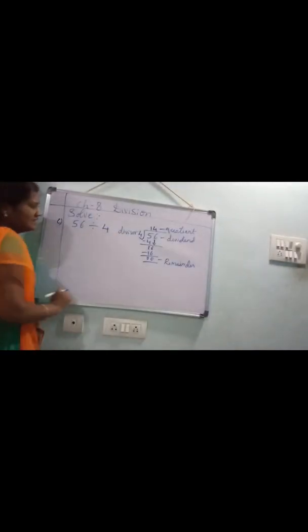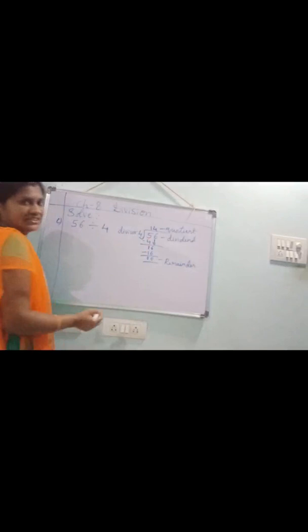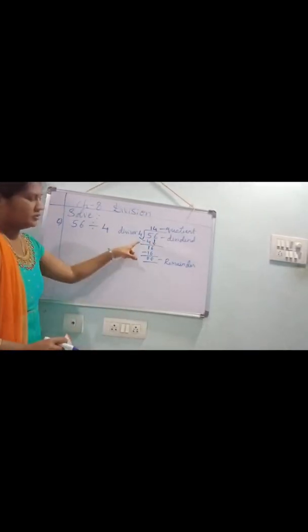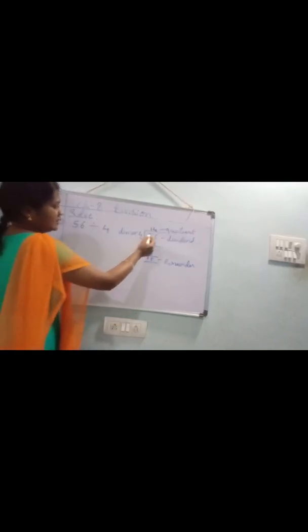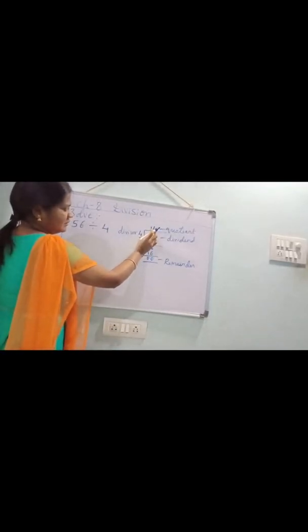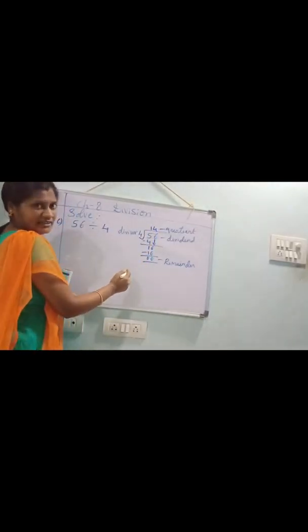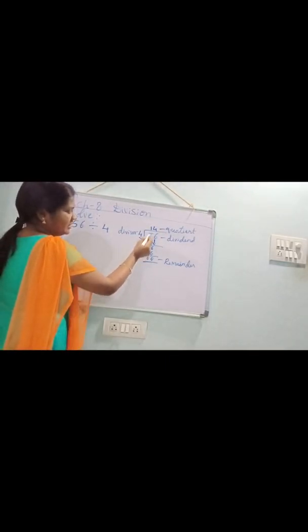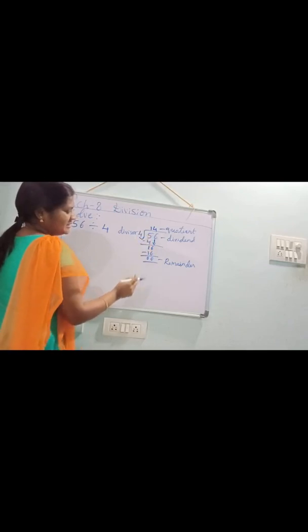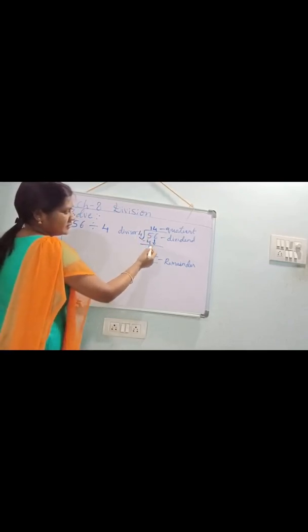Understood, children? What did I do here? I took the single digit, the ones place, first. I took the first digit number and divided. Understood? 4 ones are 4. I wrote 4 here, 1 here. Next, what did I do?